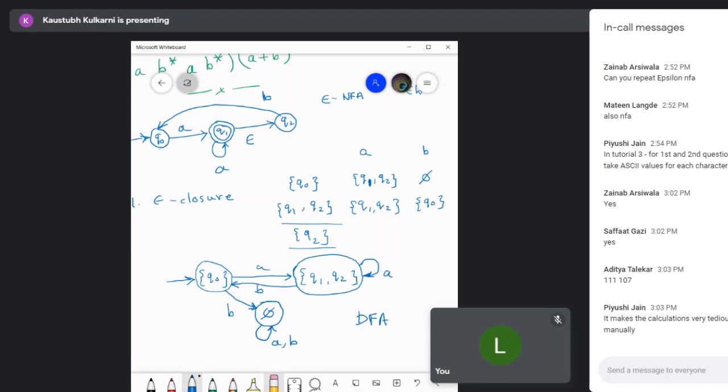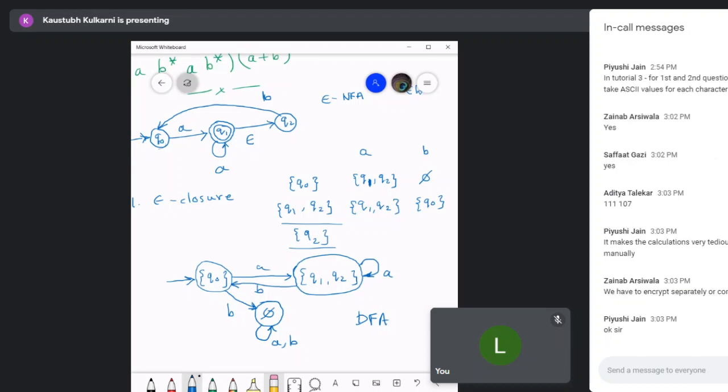Well, it will be taken care of in the exam. You'll have sufficient time for it. Maybe only one character will be given or something like that. We have to encrypt separately or combined. You'll have to encrypt O separately and then K separately.